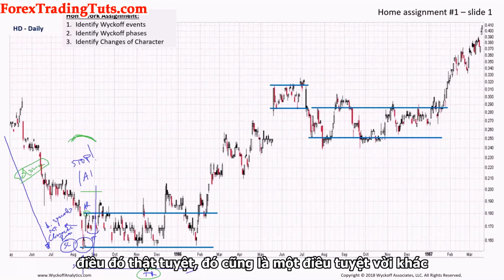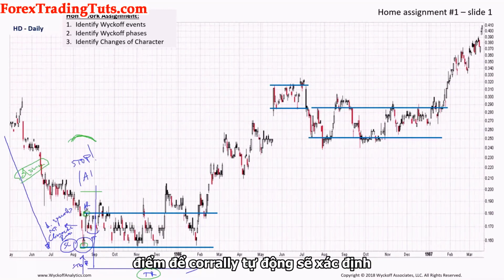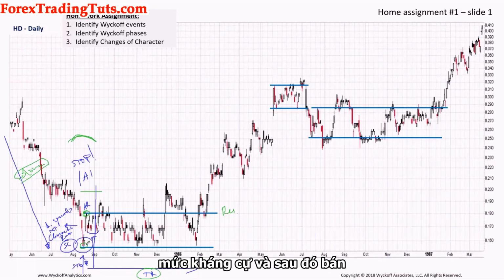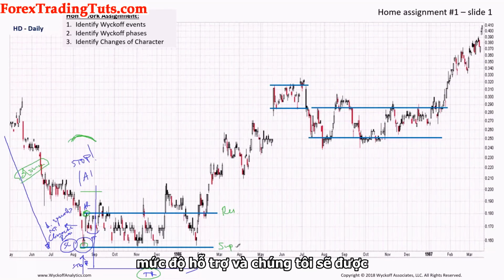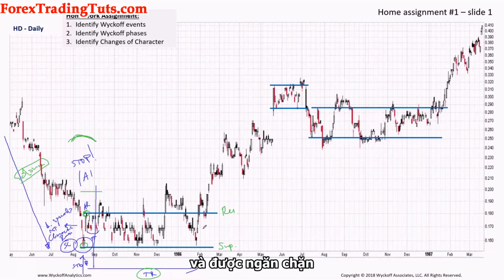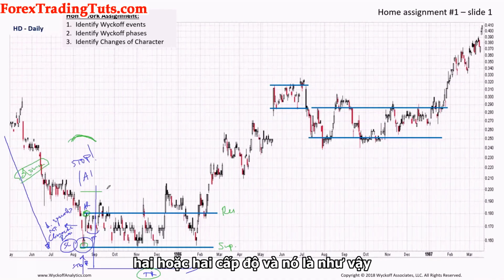Okay, that's also another great point. So automatic rally will define an area of the resistance, the level of the resistance, and then selling climax will define the level of the support. And we would be thinking that the price should consolidate around the mean in this area and be contained. The majority of the price should be contained within these two levels, and it is. So that's great.